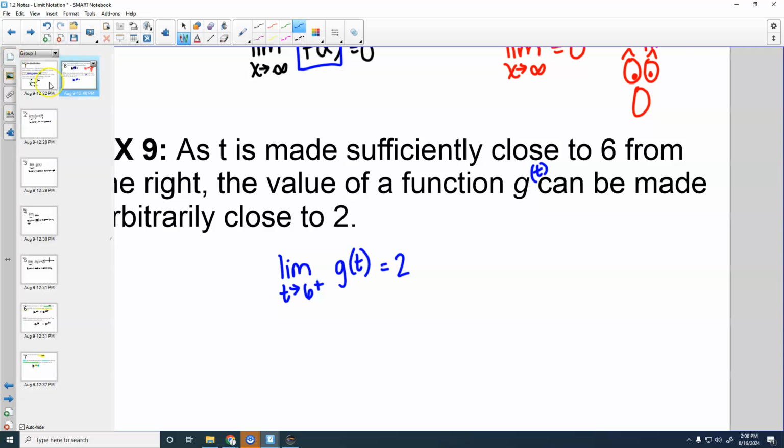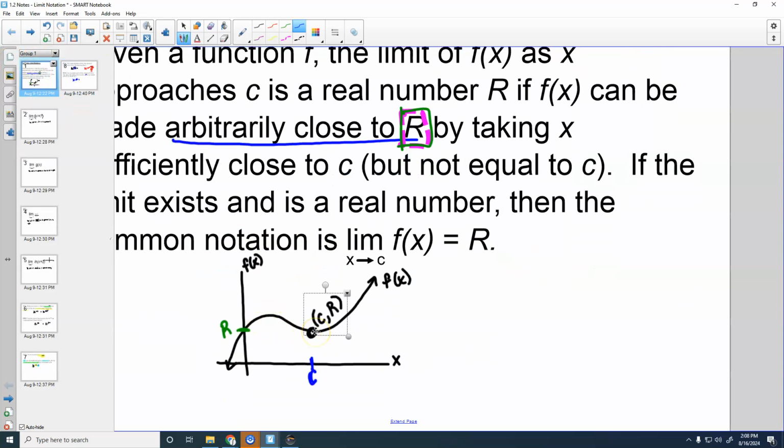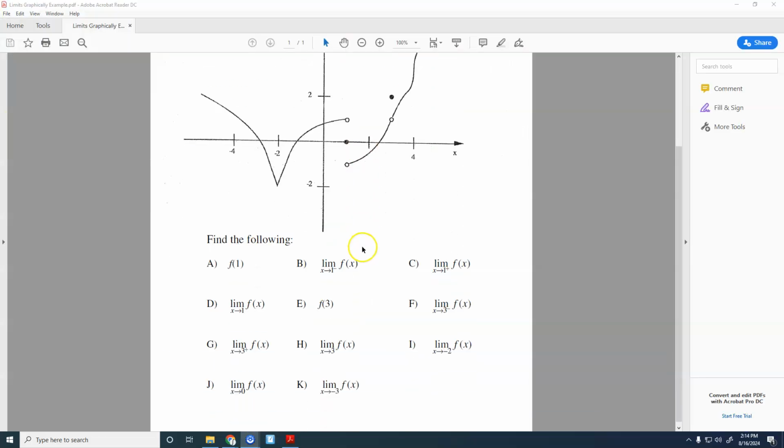It is the y coordinate. It's the y coordinate of that point, pretty much. Sometimes that point might be a hole in the graph, so that point doesn't actually exist, but it's the y coordinate of whatever point you're getting close to for that.